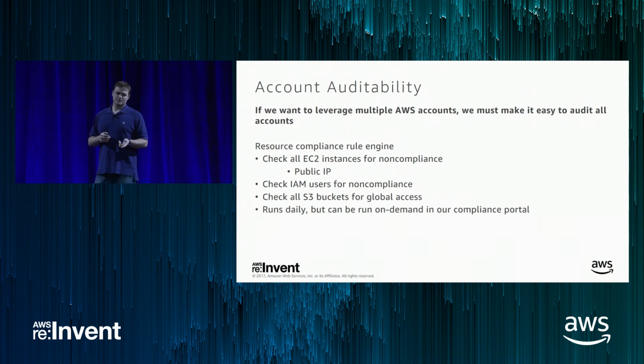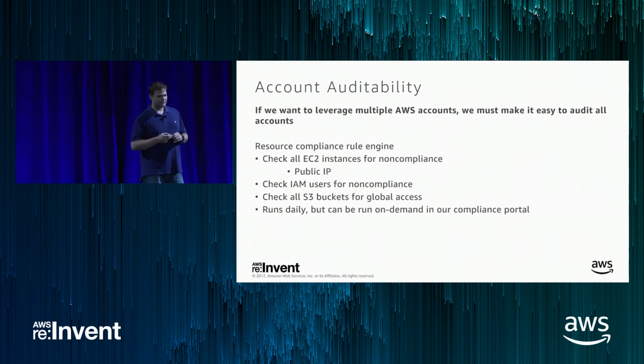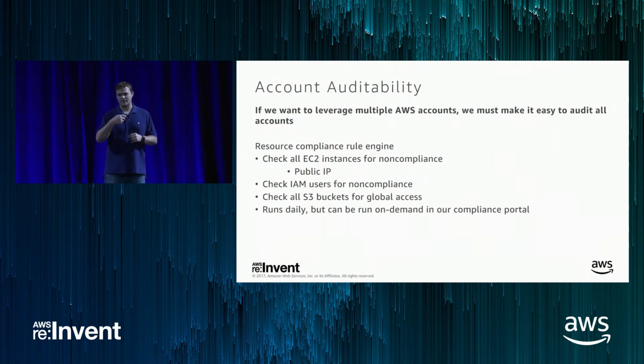We check IAM users for non-compliance. IAM users shouldn't have a password set because that's just not what we prefer. We prefer roles over users. So we check for that. We check for S3 buckets having global access. AWS is making it a lot easier to actually get this information now in the console, but we'll check for that. We run this report daily right now, but it can be run on demand out of that portal that I showed, the single page app.